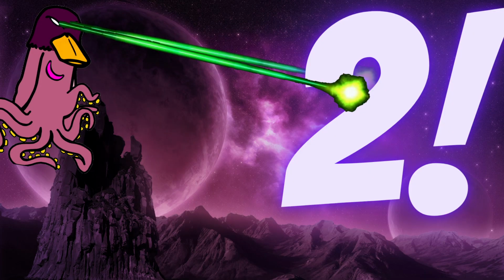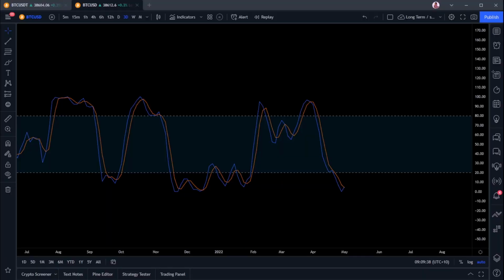Stoch RSI. It's a basic oscillator that tracks if the underlying asset is oversold or overbought. Stoch RSI shines when price is in a range and isn't in a strong trend, which is why it's been one of my most used indicators over the past few months due to the crab market we've been in since late January. Let's just have a look on TradingView.